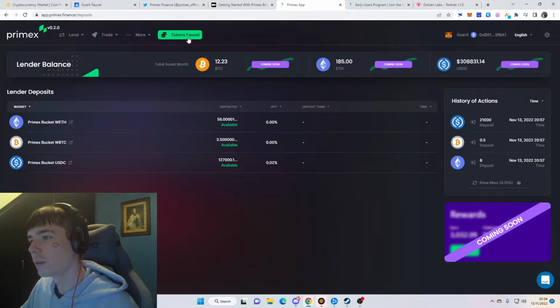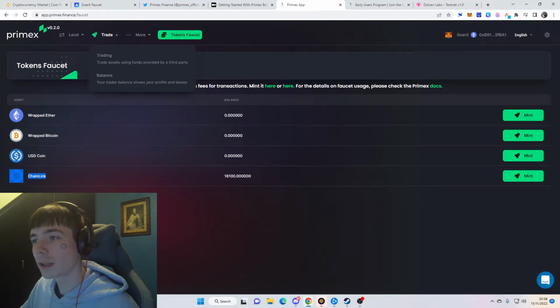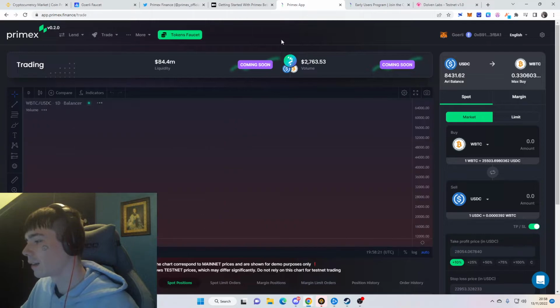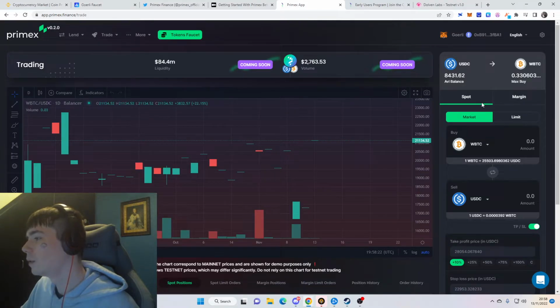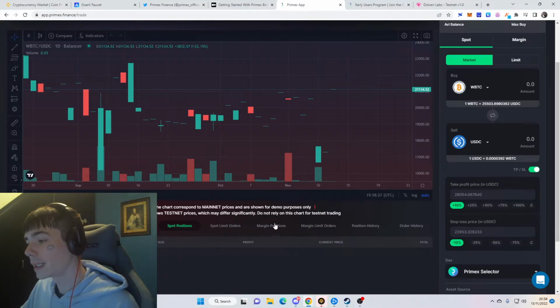And that is only from coming over onto the token faucet and doing that stuff daily. Again, you also have Chainlink, but with Chainlink you can do one thing more, which is going over onto the trading side. And on the trading side, you also have a few options that you can do. You have spot trading as well as margin.